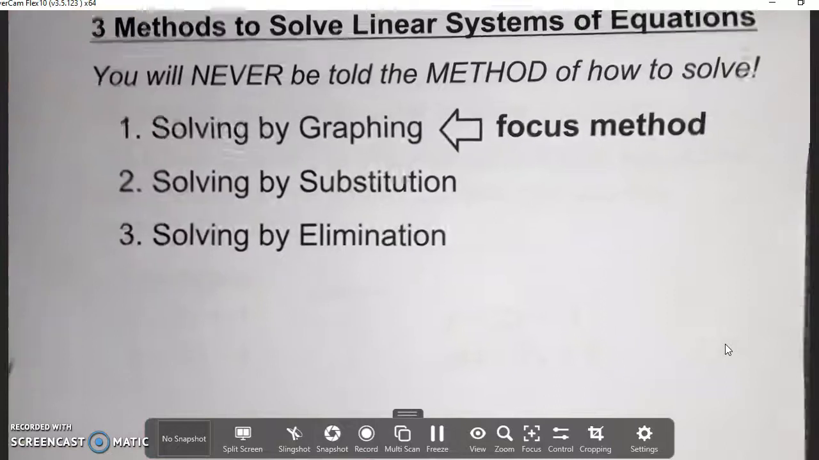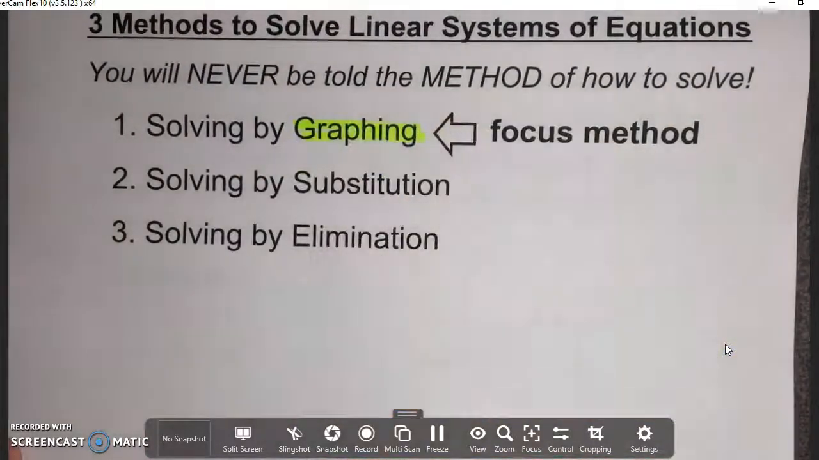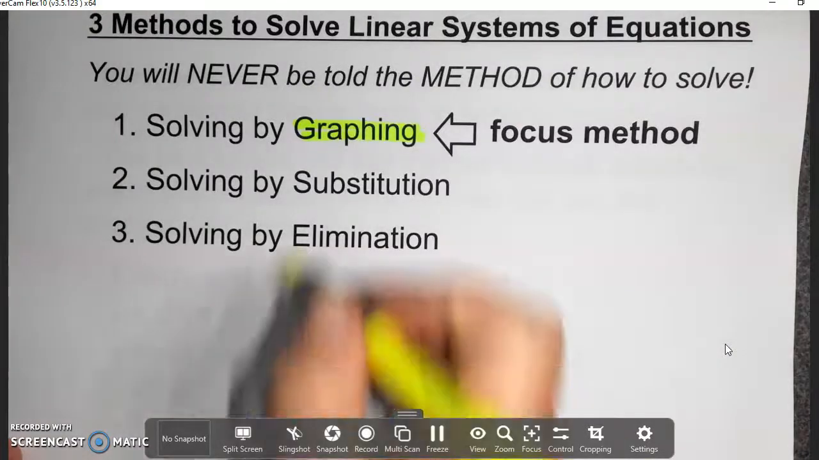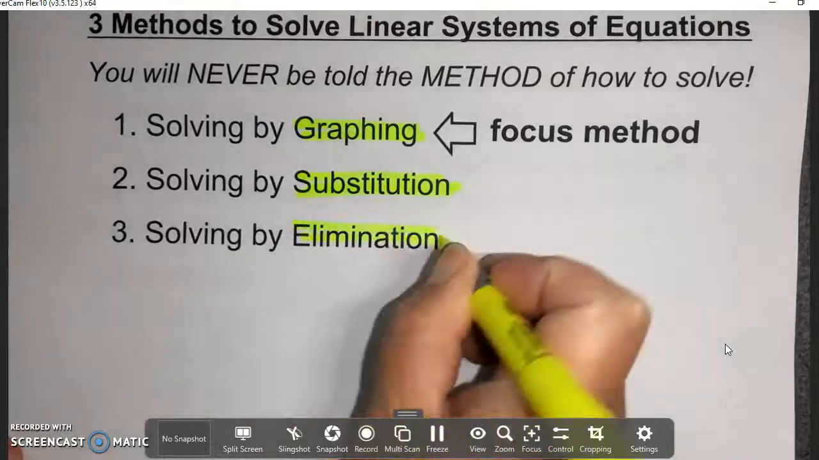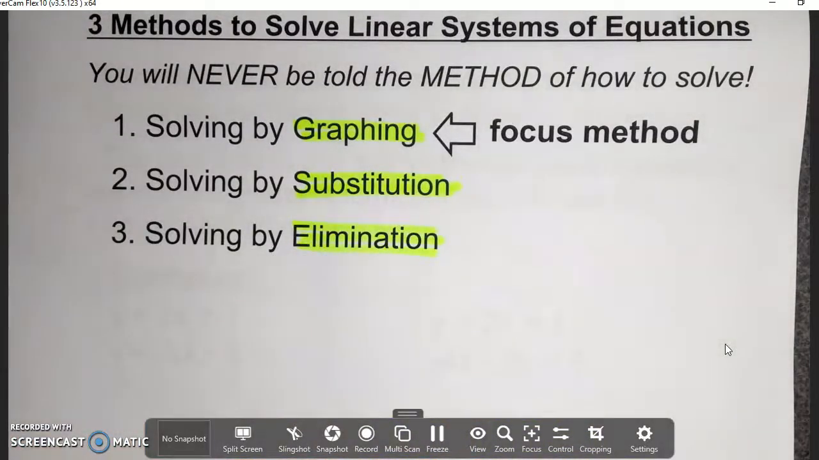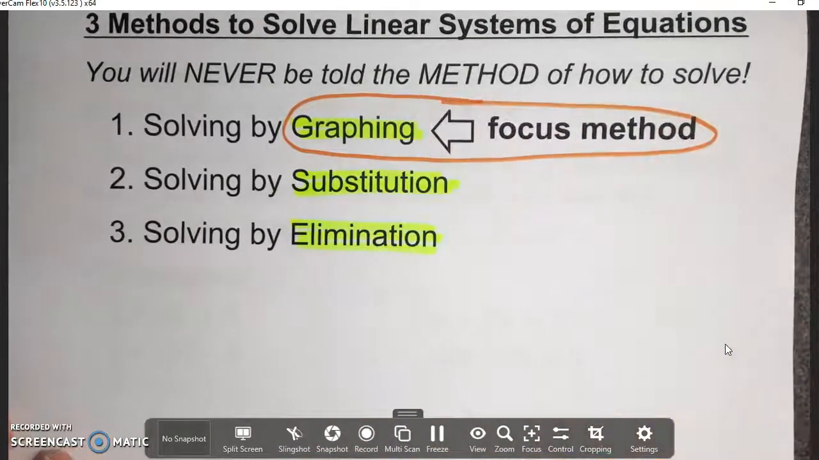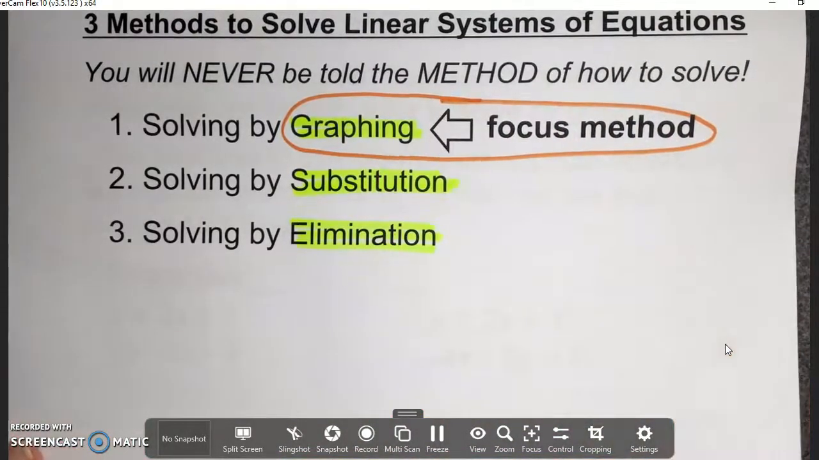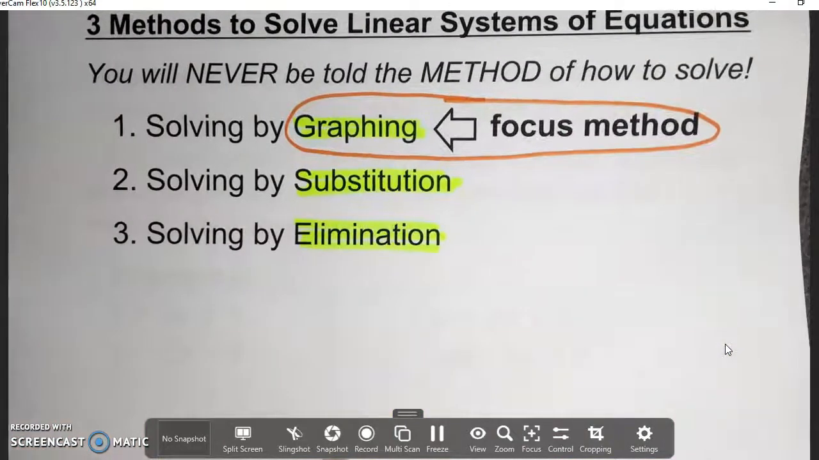Methods to solve. You can solve them by graphing. You can solve them by substitution. You can solve them by elimination. We are going to focus a lot on this because nobody's ever going to tell you exactly how to solve it. You're going to be able to solve it any way that you want.